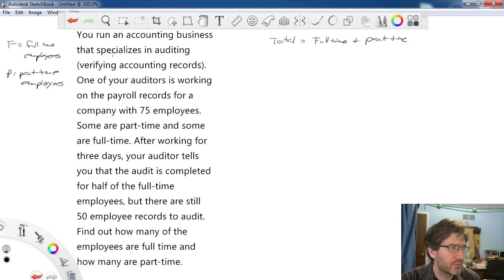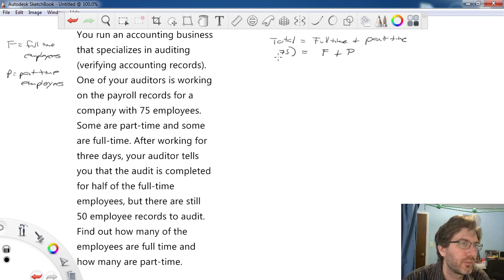So you're running a business specializing in that. You know that there are a total of 75 employees. So you know the total here is 75, just to take note of it. Some are part-time and some are full-time. So 75 equals your full-time plus your part-time. So there's your first equation. That one wasn't too bad to pull out.